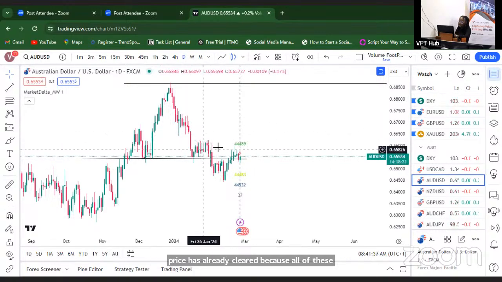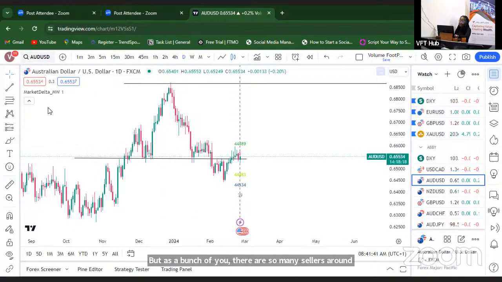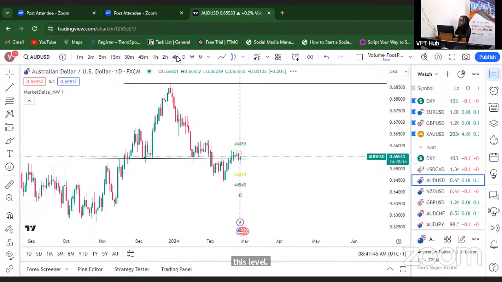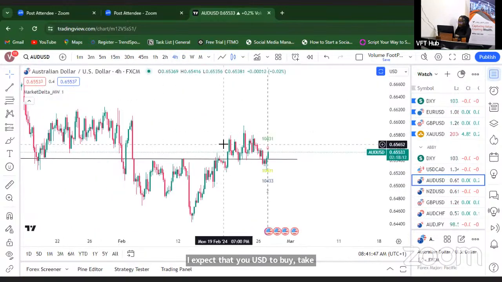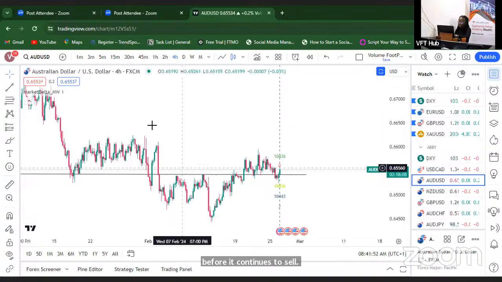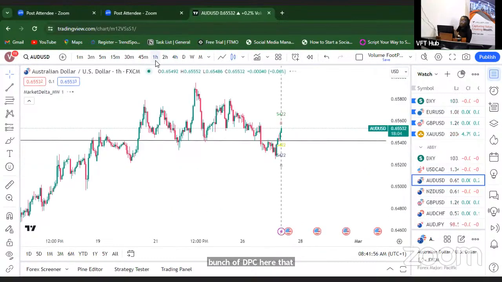There were so many sellers around this level. There's a lot of stop losses hovering around this level. I would expect AUD USD to buy, take all of them out before it continues to sell. It's even clearer on the 4-hour time frame. There's a bunch of liquidity here that we expect AUD USD to buy into and drop. So let's go straight to 1-hour time frame.